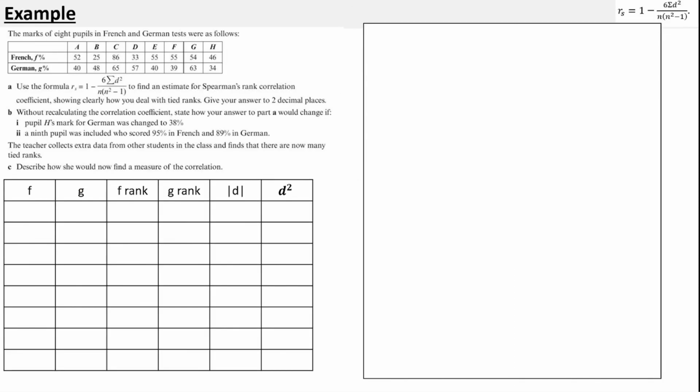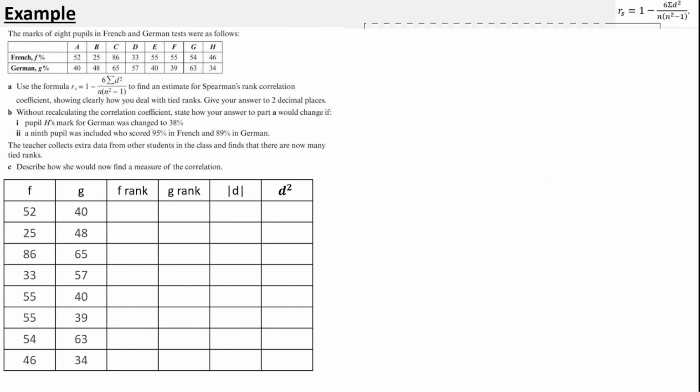Okay, so let's just have a look at this question. The marks of 8 pupils in French and German tests are shown below. And as we can see, there are some students who have achieved the same score. We'll just look at part A of this question. This question actually instructs us to use the Spearman's Rank shortcut formula. So we're going to go ahead and do that. If it didn't, we would need to revert to using the PMCC because of the tied ranks. Okay, so I'm just going to pull that data into the table so it's usable.